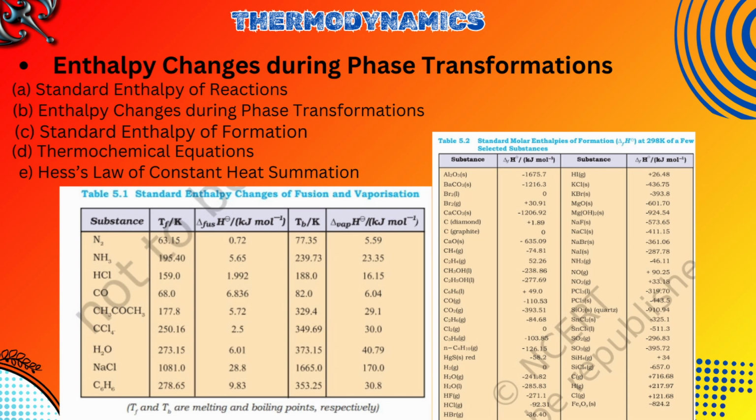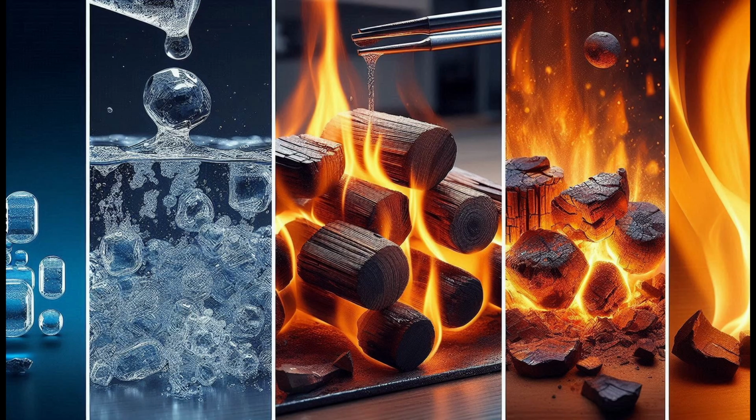Now let's explore Hess's law, which tells us the enthalpy change of a reaction is independent of the path, whether the reaction happen in one step or multiple steps. The total enthalpy change is the sum of individual steps.